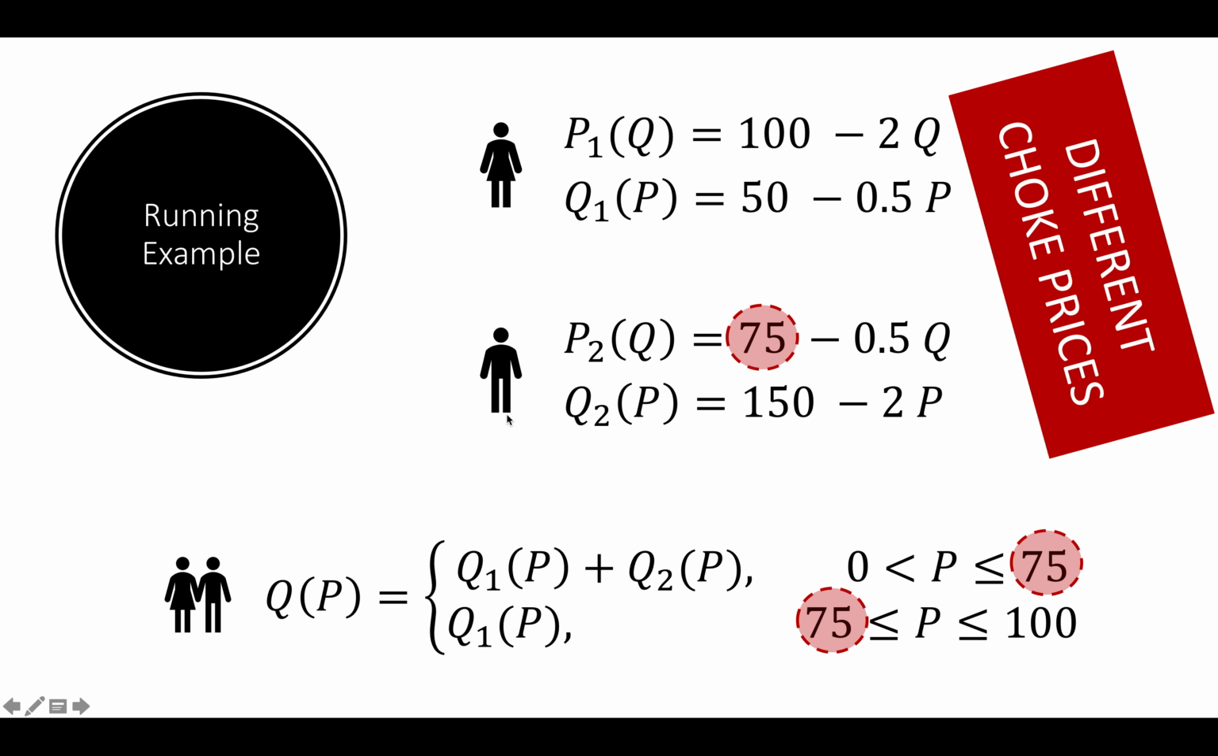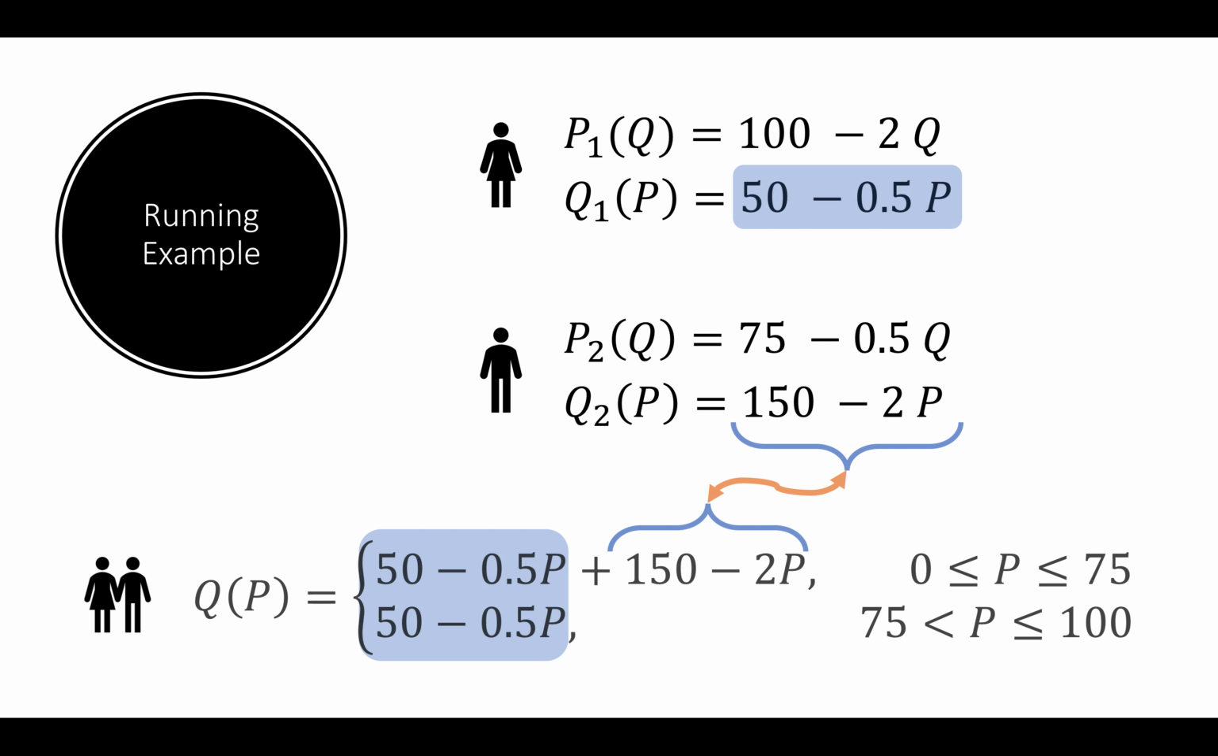Now, I've given you two people, but you could also imagine that I gave you a whole market demand and then one single person being added to the market. And then you have to decide, well, when does that person actually get added? So you have to figure out what their choke price is, and then make sure you only add them in for prices less than their choke price. Okay, so let's see how to do that.